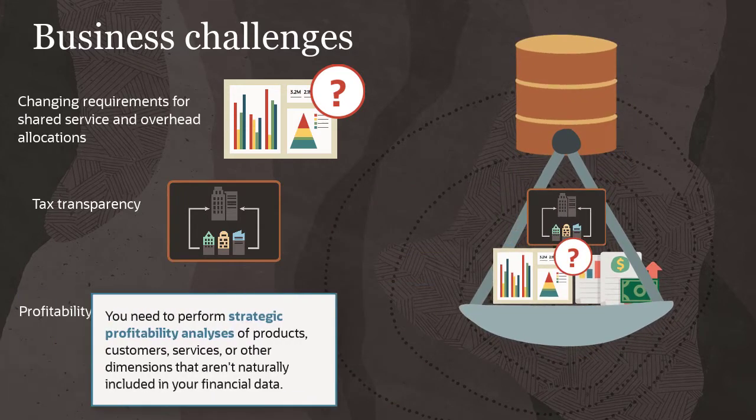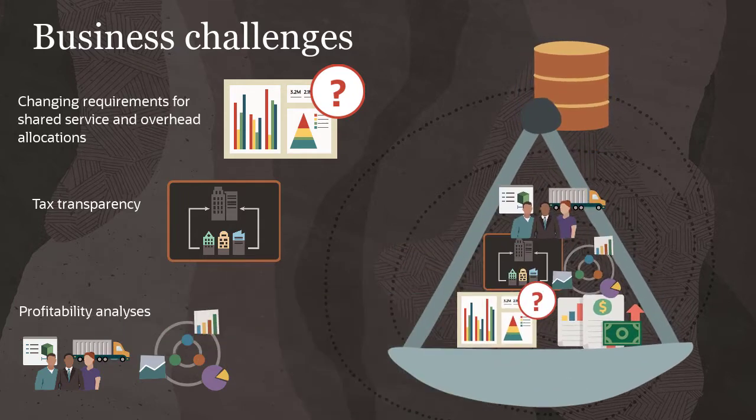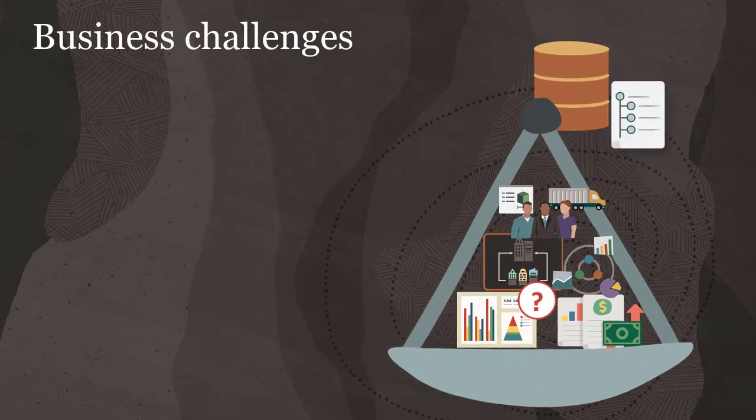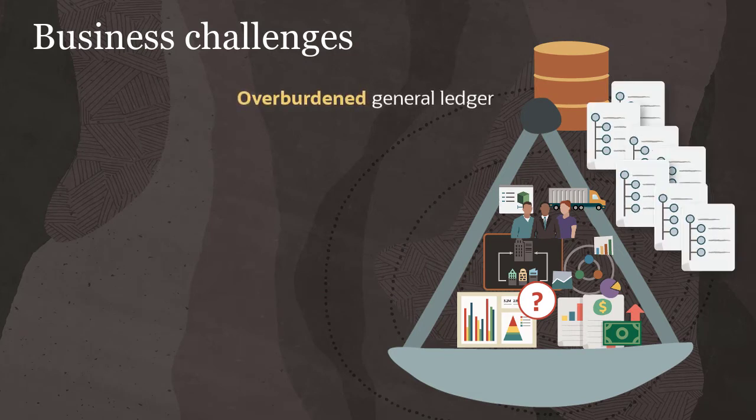Or maybe you need to perform strategic profitability analyses of products, customers, services, or other dimensions that aren't naturally included in your financial data. To answer these constantly changing questions from management and provide calculation transparency, you expand your general ledger, overburdening it with increasing numbers of segments to accommodate analysis requests, and increasing the additional processing that needs to be done before you can close the books.